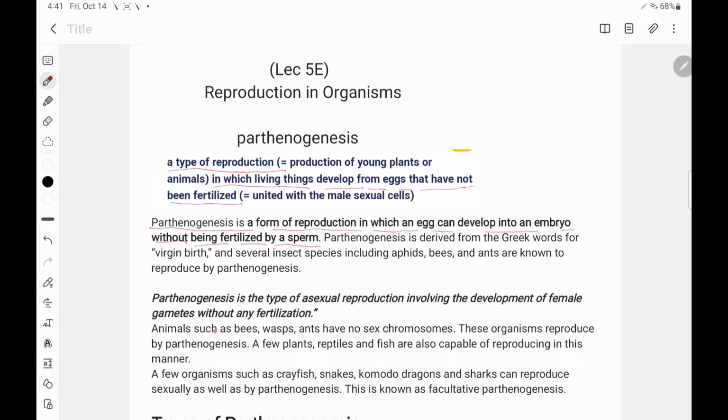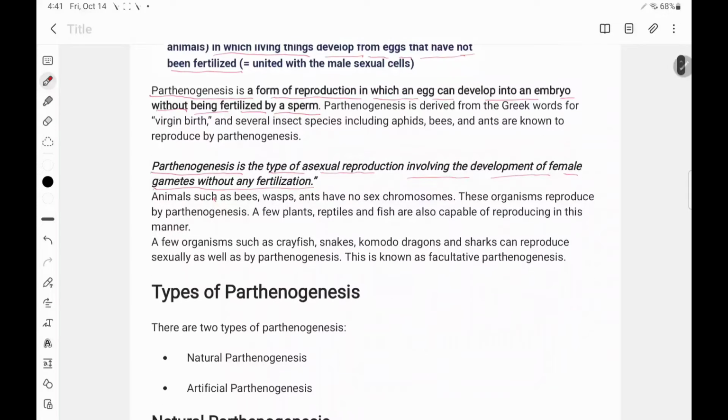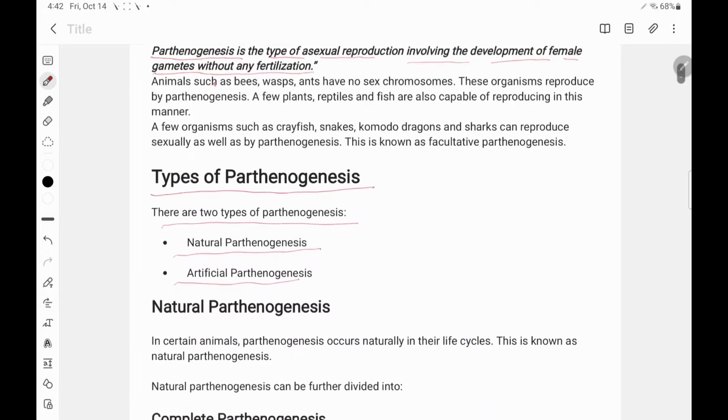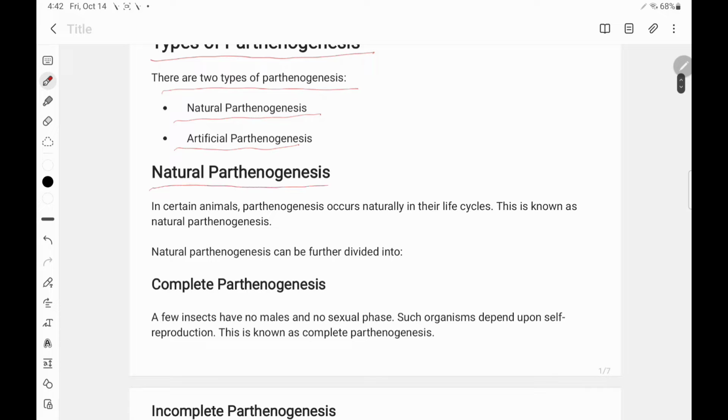In another sentence, parthenogenesis is a type of sexual reproduction involving the development of female gametes without any fertilization. Next, types of parthenogenesis. There are two types: natural parthenogenesis and artificial parthenogenesis. Now, natural parthenogenesis. In certain animals, parthenogenesis occurs naturally in their life cycle. This is known as natural parthenogenesis.